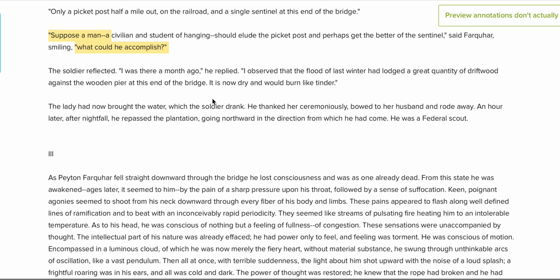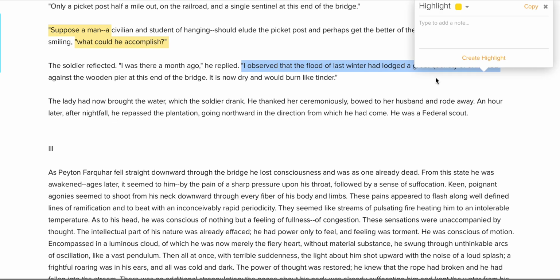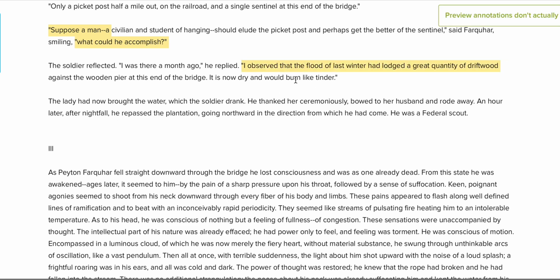What could he accomplish? And then the soldier reflected, "I was there a month ago," he replied. "I observed the flood of last winter had lodged a great quantity of driftwood against the wooden, and it's now dry and would burn like tinder." And then we have the word burn here playing as a foreshadowing word to tell us what might happen. So now we know that there is an idea of stopping this event from happening, an idea of destroying the railroad and the bridge.